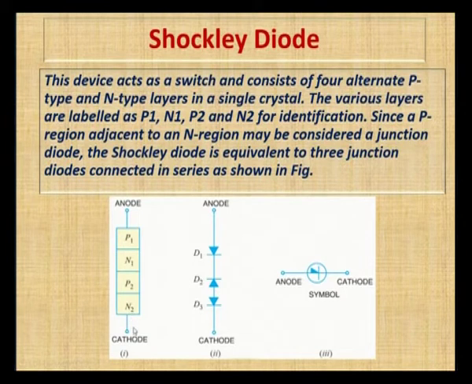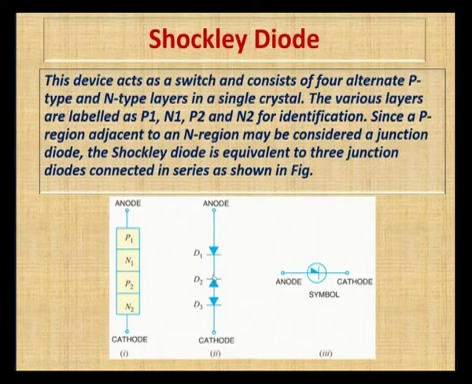We can observe here that the layers are 4. The only difference between the Shockley diode and the SCR is that there is no additional terminal. Here there are only 2 terminals, anode and cathode. In the SCR there is another terminal called the gate terminal, and we can also describe the Shockley diode as a 3 diode.